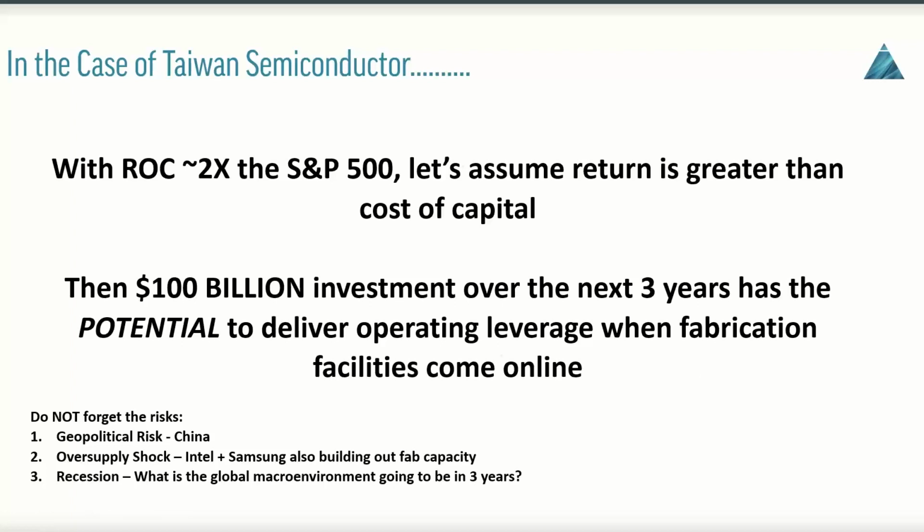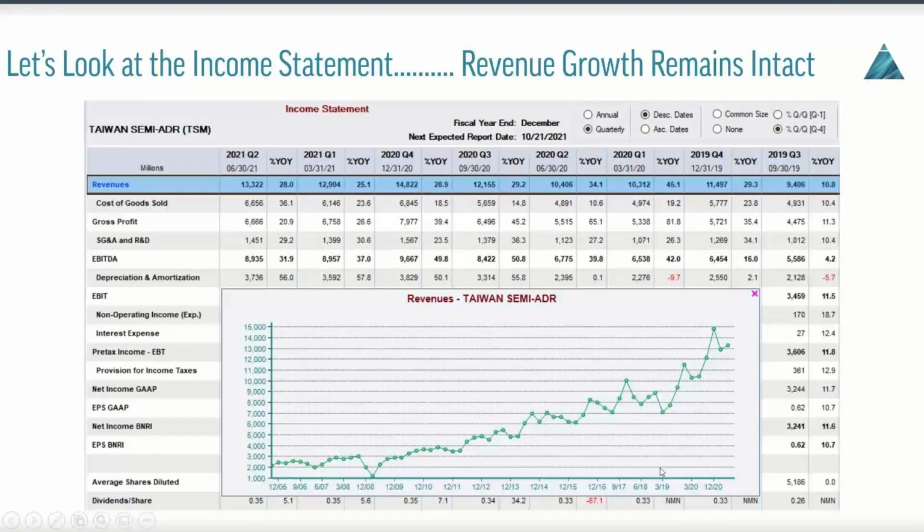I should say facilities. Do not forget these risks though, right? We reviewed these last week. Geopolitical risk with China, oversupply shock, right? We've got Intel and Samsung also building out massive fabrication capacity. We don't know what that global macroeconomic environment is going to look like in 3 years. What happens if we hit a recession at the same time everybody's fab capacity comes online and we can't give away these semiconductors? There's risk here, okay? So we need to be careful.